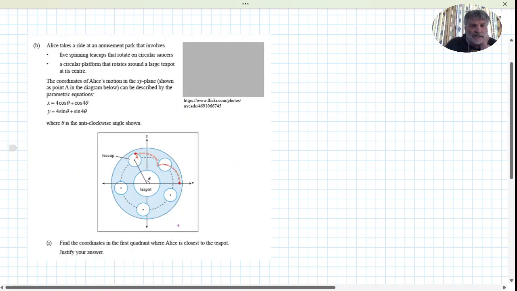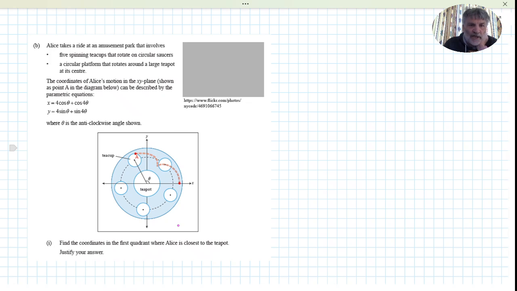Part B, we've got Alice riding on some ride that's got teacups going around a teapot. Some sort of Alice in Wonderland type fantasy. We're told the x coordinate and the y coordinate in terms of theta, the angle that the center of the cup is from the center of the ride.